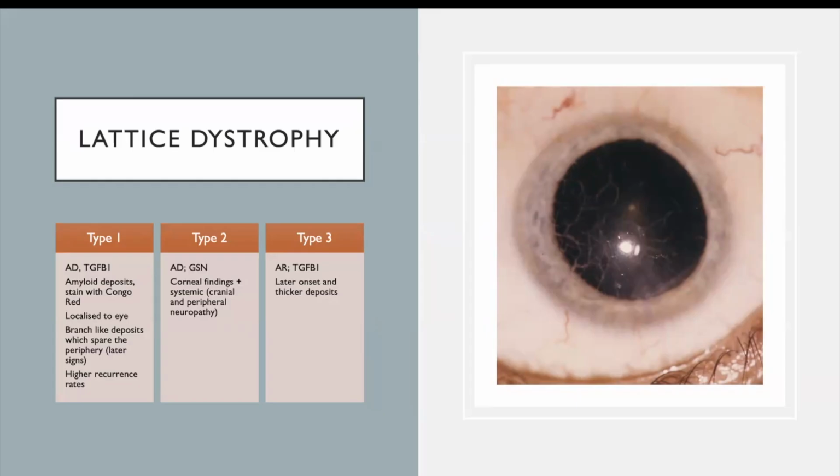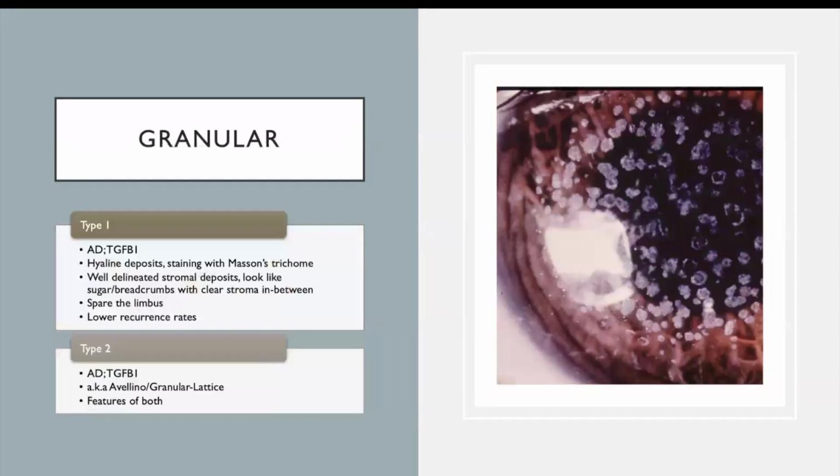And then type 3 is a more autosomal recessive type. This is very similar to type 1, but it tends to occur much later in life. And you get these sort of thicker amyloid deposits as well. And again, the TGFBI gene is what's related here in terms of your main corneal lattice dystrophy.